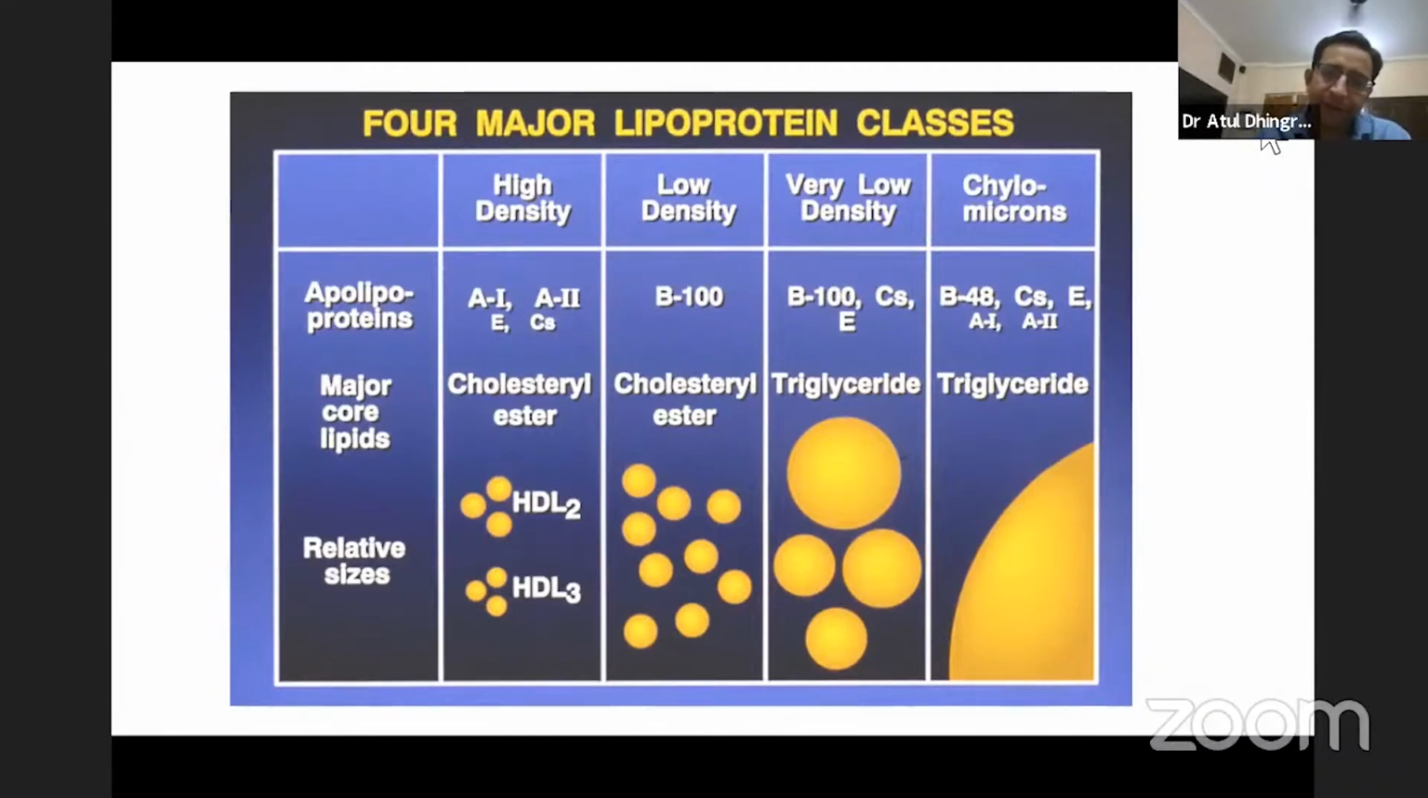The major difference is between the density of these lipid particles, and the difference is because of the presence of cholesterol ester or triglyceride in them. The more triglyceride, the less dense the molecule. For example, chylomicrons have the least density as compared to HDL, which have very high cholesterol ester content. Among the various apolipoproteins, apolipoprotein A1 is the major apolipoprotein of HDL. For LDL, the B100 molecule is the major apolipoprotein, and other B and C apolipoproteins are present in VLDL and chylomicrons.